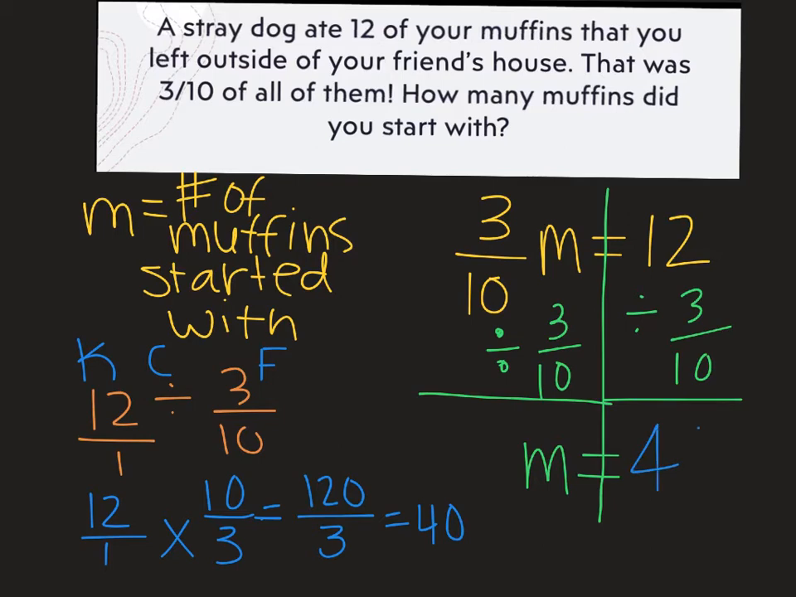So m equals 40. But remember, this is a word problem, so we need our units on the final answer. If you look back to our question, we were looking for how many muffins. So 40 muffins would be our final answer here.